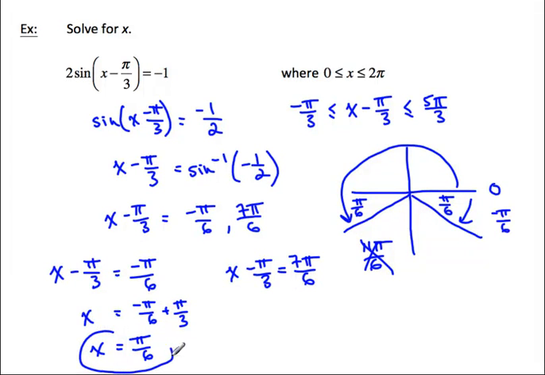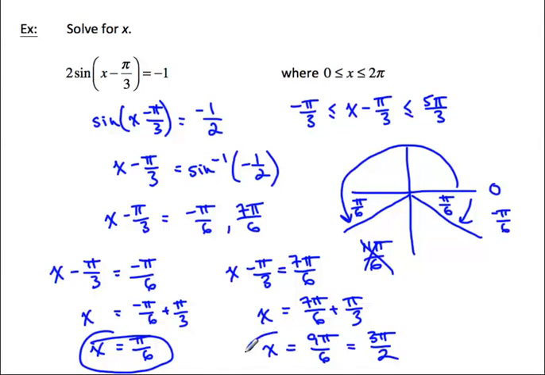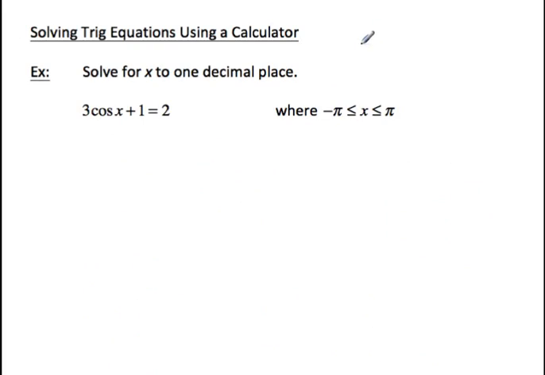So that's one of my answers. And for this one, x is going to be equal to 7 pi over 6 plus pi over 3. So that's 2 pi over 6, which gives me 9 pi over 6, which in lowest terms is 3 pi over 2. So my two final answers are x is equal to pi over 6 and x is equal to 3 pi over 2. Notice that those both fit within the original domain that we're asked for. So that's another example of how you can modify the domain to answer a question when there's some sort of horizontal transformation. Now let's look at how to solve trig equations using a calculator.